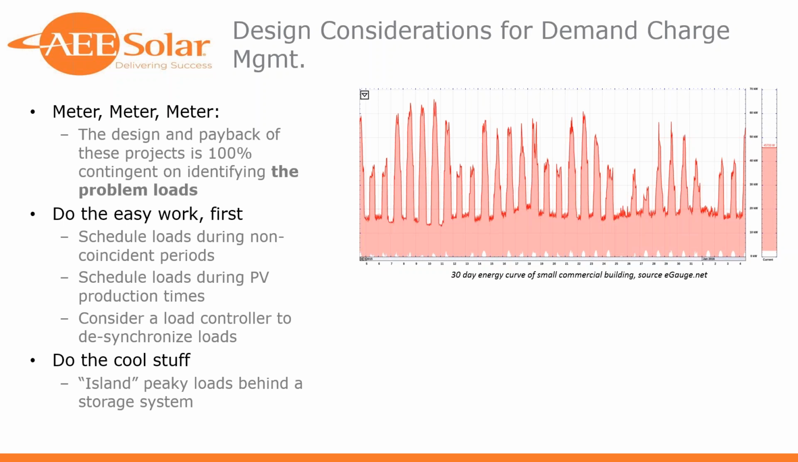So do the easy work first. I cringe a little bit being in the solar distribution and storage distribution world, but there's a lot of things that can be done for your customers that have nothing to do with storage or PV. Things as simple as load scheduling during non-coincident periods can be huge. If you go out, you're metering things and you're noticing that they've got pumps and things that run while all of these other loads are occurring that perhaps could be rescheduled. Perhaps you can work with the production manager and stagger when these machines are turning on for the first time every day. Schedule some of these loads during PV production times if possible.